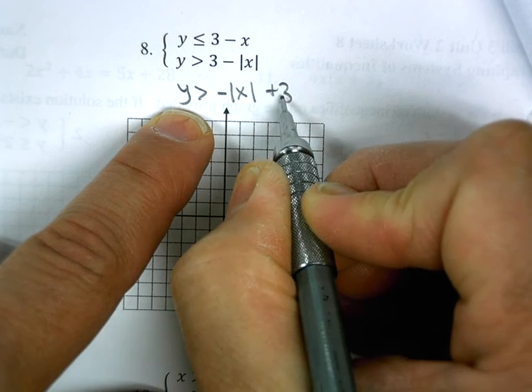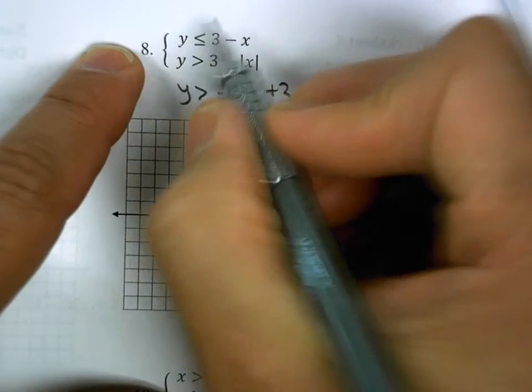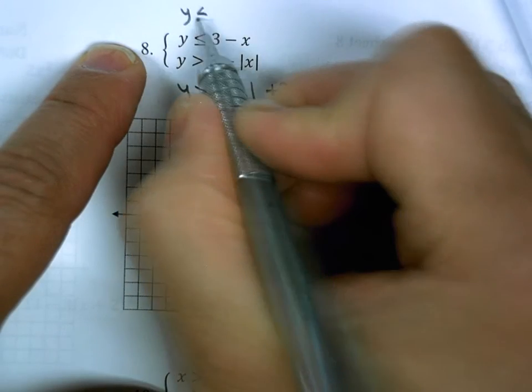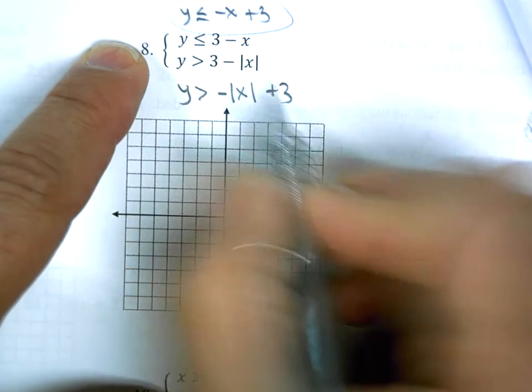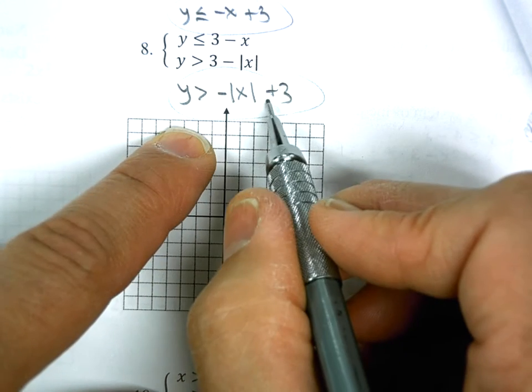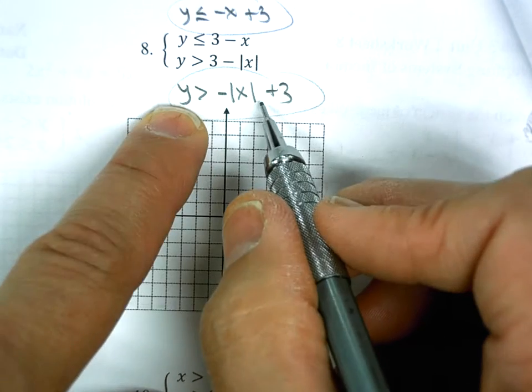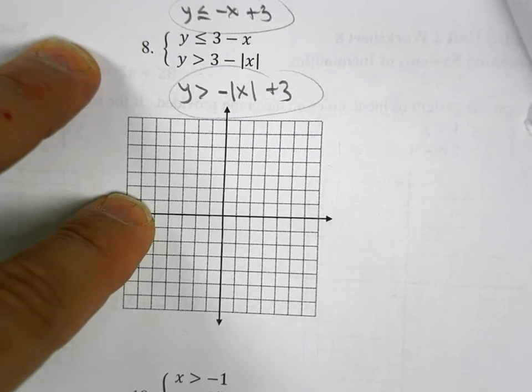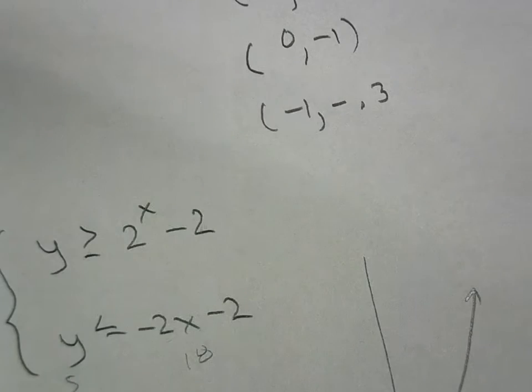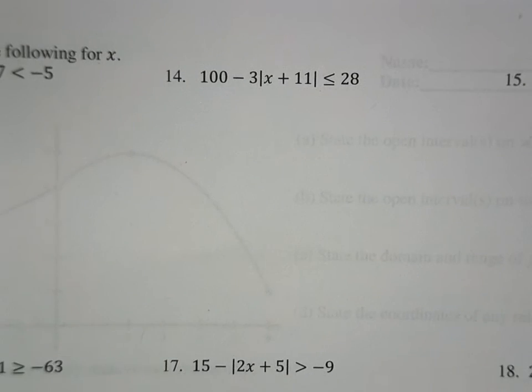So, in fact, I'm going to rewrite this one as well. Y is less than or equal to negative x plus 3. And then they're pretty easy graphs to graph, I think. It's just a matter of shading. Okay, so I think we understand it. It's just a matter of graphing it correctly. Okay, turn it over to this side, and let's set up number 13.